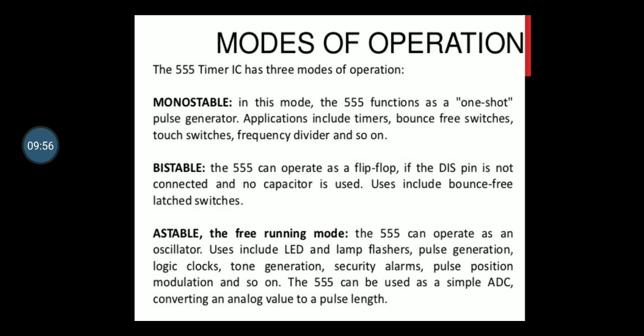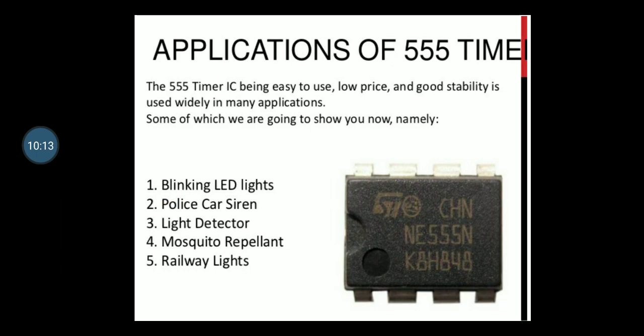So, modes of operation. It operates in three modes: one is monostable, next one is bistable, and astable. Astable is the free running mode. It has no stable states. Monostable has only one stable state, and bistable has two stable states. So it is used in applications like blinking LED lights, police car sirens, a light detector, mosquito repellent, railway lights.